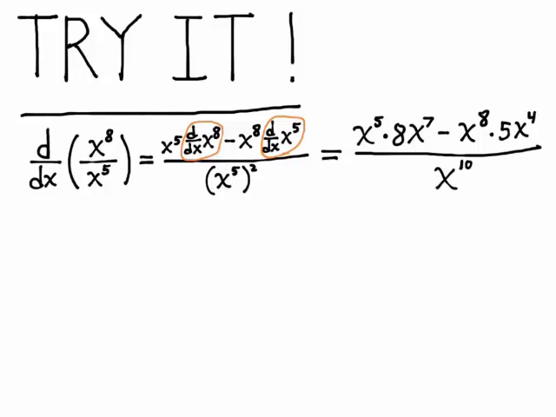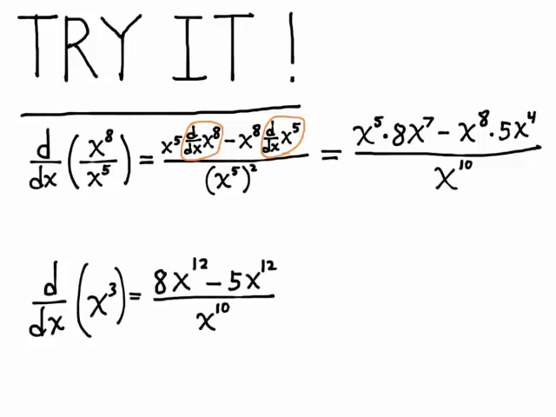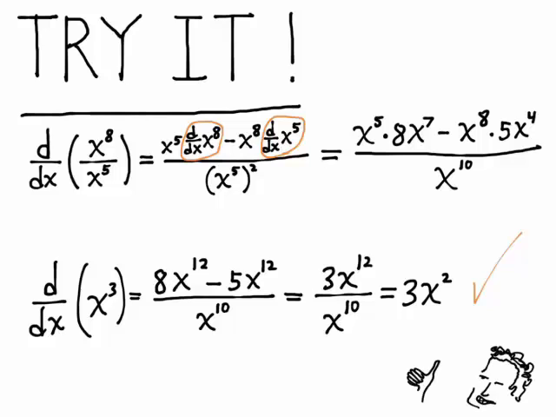Now, if I multiply out those values, x to the 5th times x to the 7th and x to the 8th times x to the 4th, I get x to the 12th in both cases. Then when I collect like terms in the numerator, I have 3x to the 12th over x to the 10th, which is 3x squared. So it worked. We have verified that the quotient rule works.